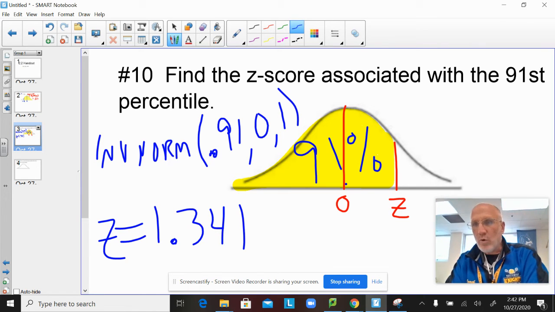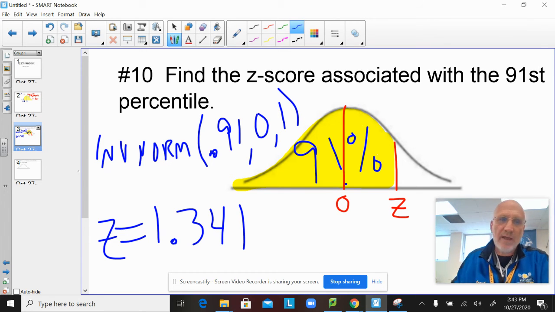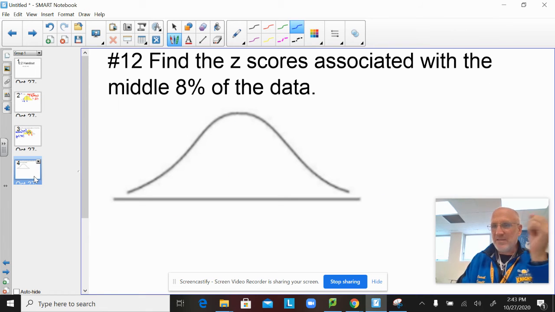So that's the z-score that is associated with the 91st percentile. If your score was 1.341 standard deviations above the mean, no matter what the context is, you're in the 91st percentile.